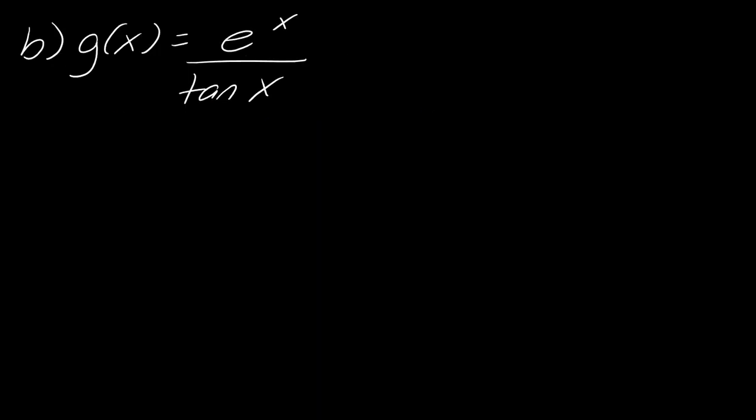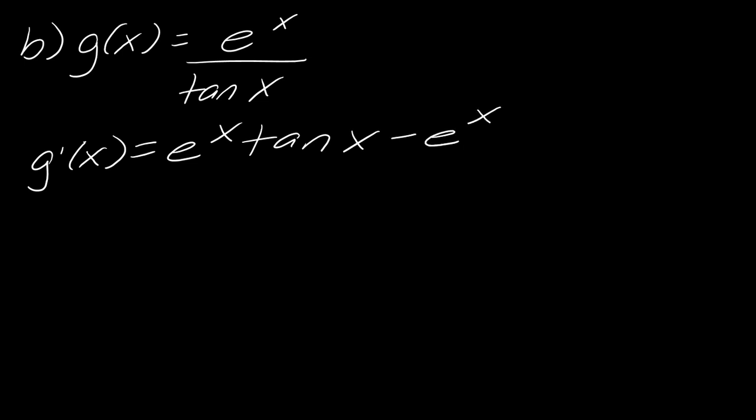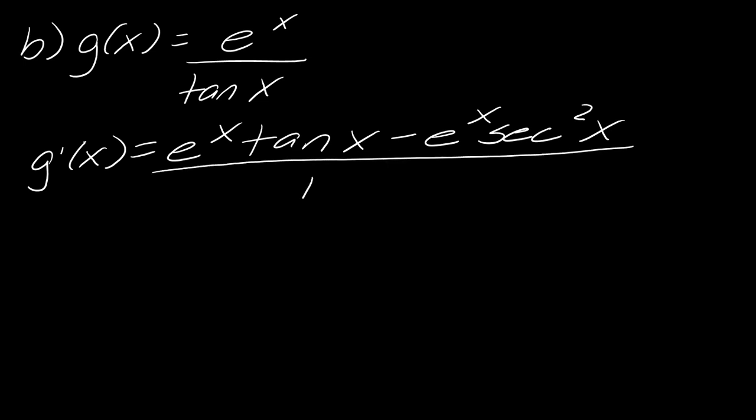Okay, so for g here, now I've got to use the quotient rule for this. As I set up my derivative, first I take the derivative of the top. The derivative of e to the x is just e to the x, and I multiply that by the bottom function, which is just tangent of x. Then I leave the top function alone, e to the x, and I take the derivative of the bottom function, which will be secant squared x, and I divide all of that by the denominator squared. So there's your derivative.